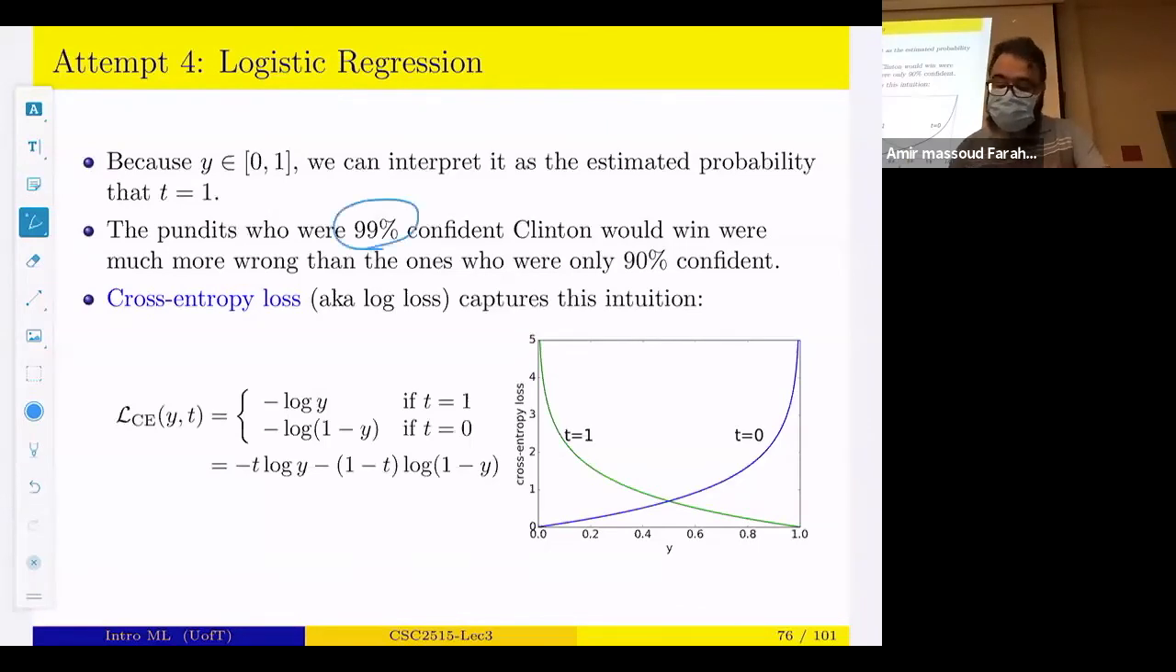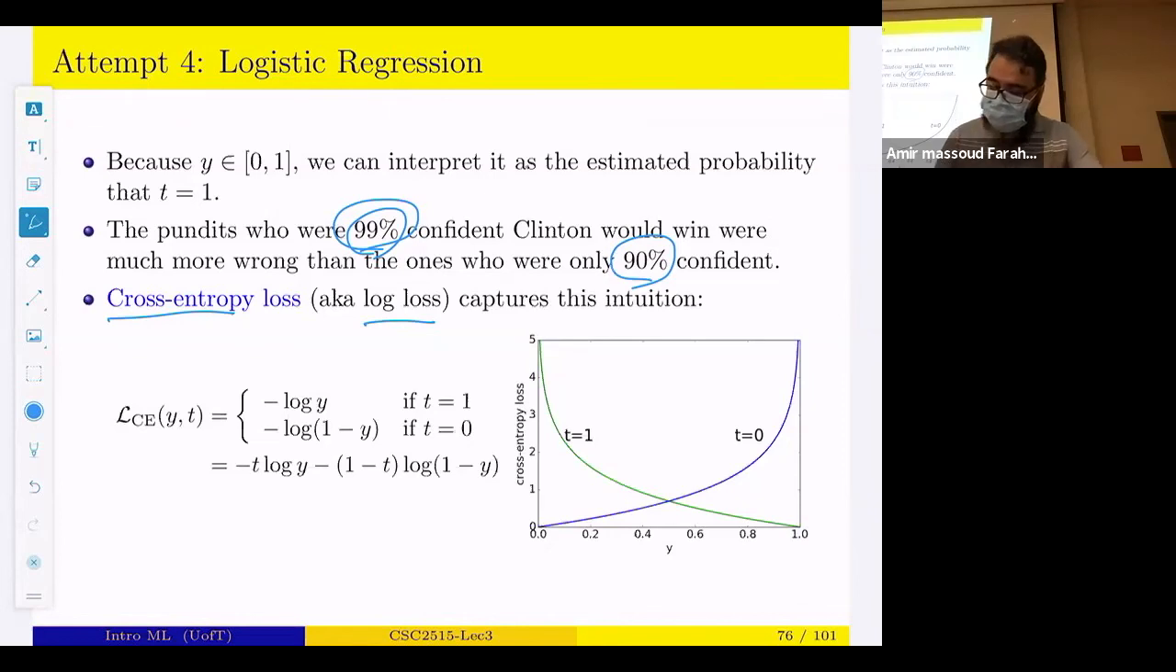Let's see, for example, what it means. Say if someone says that Clinton would win the election with 99%, that person's classification should get a larger loss compared to a person who said that Clinton would win only with 90% chance. Now, Clinton didn't win, so both of them should suffer some loss, but the loss of the first one should be larger than the second. The way that it works, we can use a loss function called cross entropy loss or log loss, which captures this intuition.